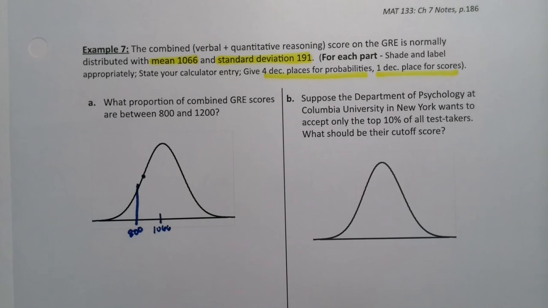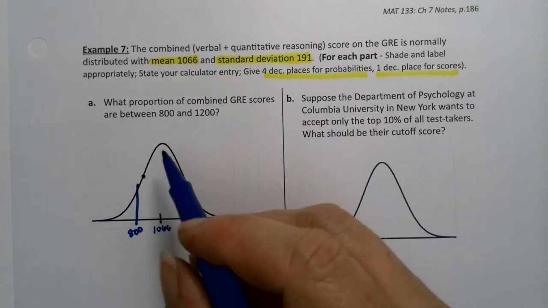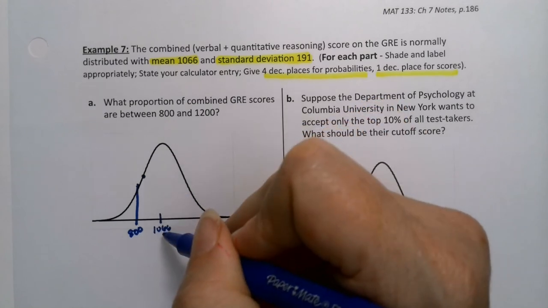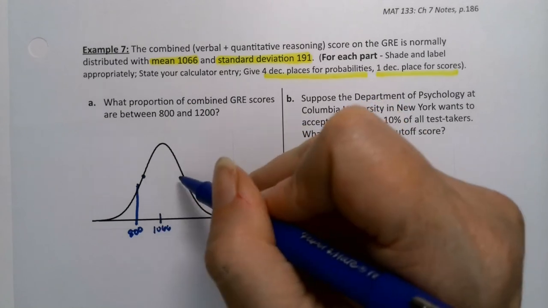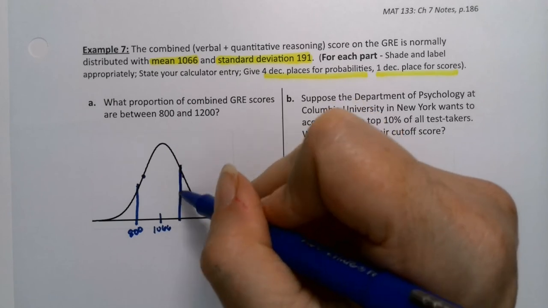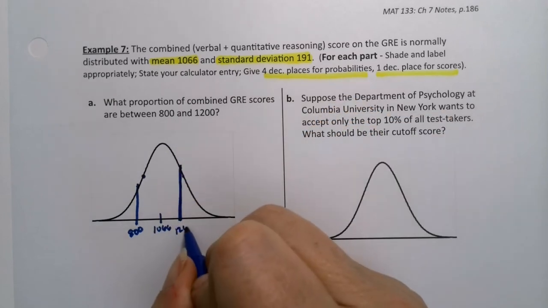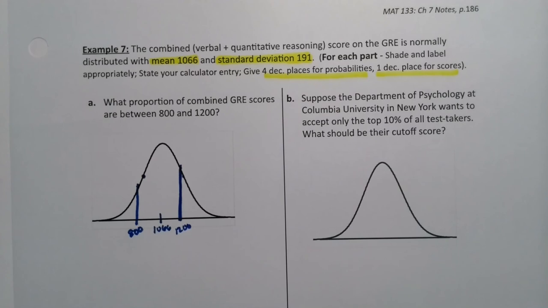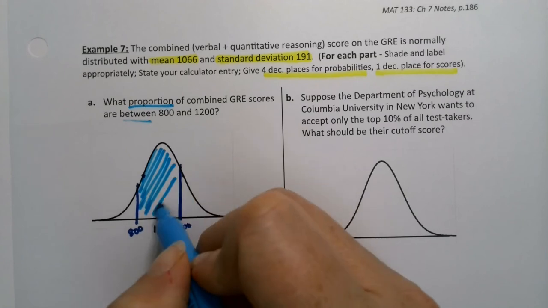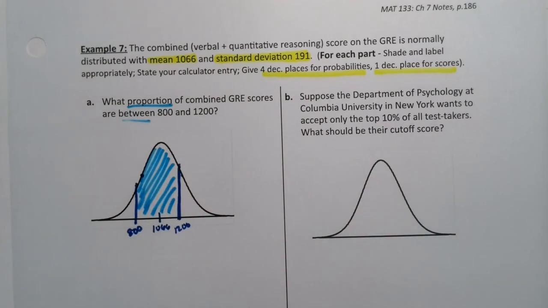Of course, StatCrunch will help you as well, right? And 191, let's see, if I add on 191 onto this, add 200, that's like 1266. So it's not quite to the inflection point over here. So I'm going to be a little bit shy of it. And so that'll be 1200. And I want to know the proportion that's between, see? Proportion between, so I'm going to shade in here, in the middle zone.